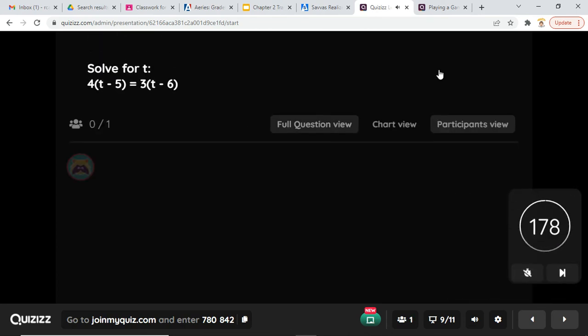So this one we have 4 times t minus 5 is equal to 3 times t minus 6. Try this one out on your own here and then see if your answer matches mine.